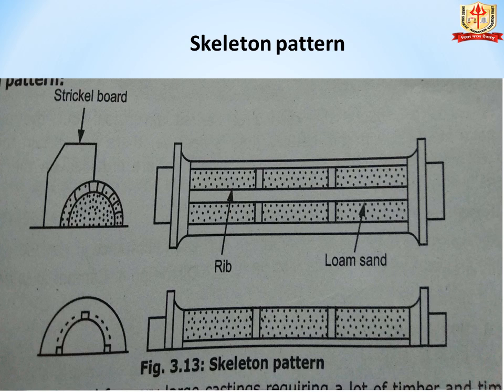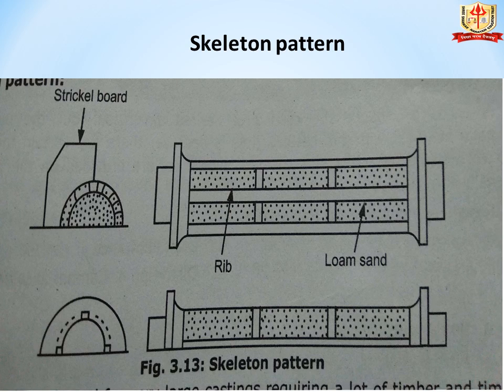Next pattern is skeleton pattern. In the diagram you can see the skeleton pattern. This method is adopted for very large castings requiring a lot of timber and time to make a full pattern. A wooden skeleton is made from wooden strips to form an outline of the pattern. The framework is filled and rammed with sand or loam. A sticker board is used to scrape the excess sand out of the spaces between the ribs so that the surface is even with the outside of the pattern.